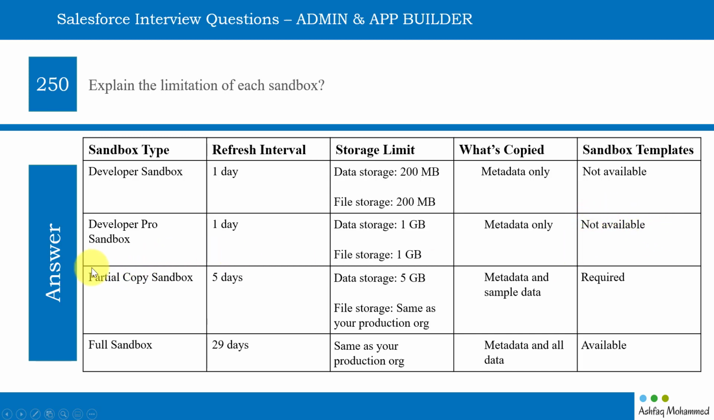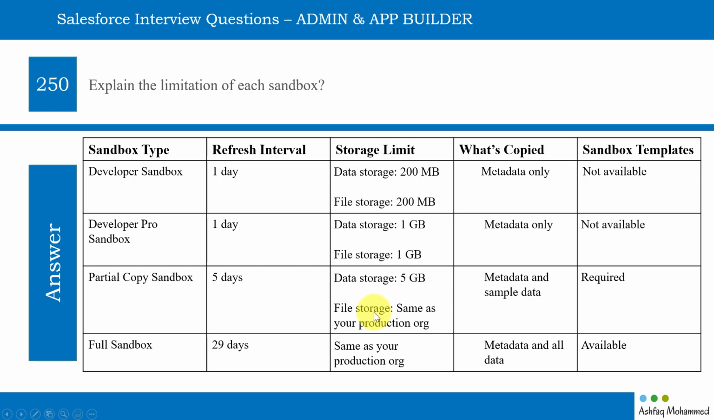Okay, so next, go to the partial copy sandbox. So partial copy sandbox has 5 days. Okay, partial copy has an increased number of days for refreshing. So we can refresh this only after 5 days of the last refresh. For example, today I refresh this sandbox, and then only after 5 days can I hit that refresh button. Okay, and the storage is 5 GB, which is more than the developer pro. Okay, and the file storage is the same as your production org.